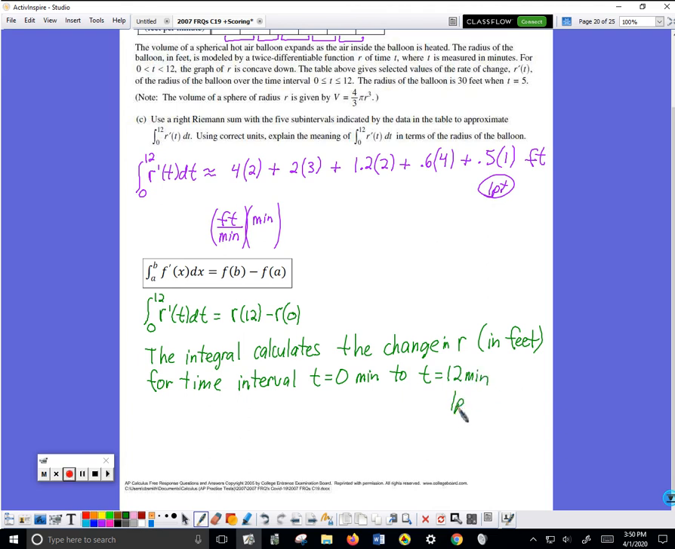That green is worth 1 point. Pretty much has to be word for word. You don't need this. This was me just thinking. But you need the green statement. So part 5C is worth 2 total points.